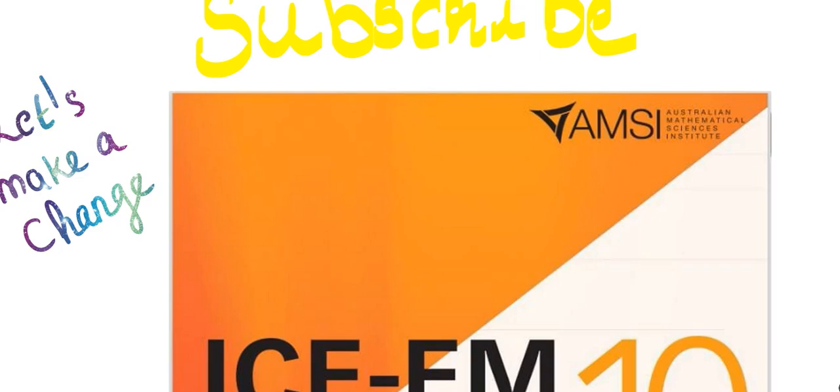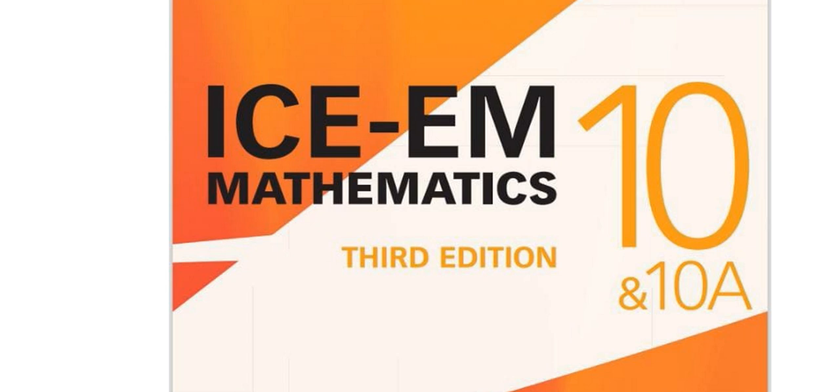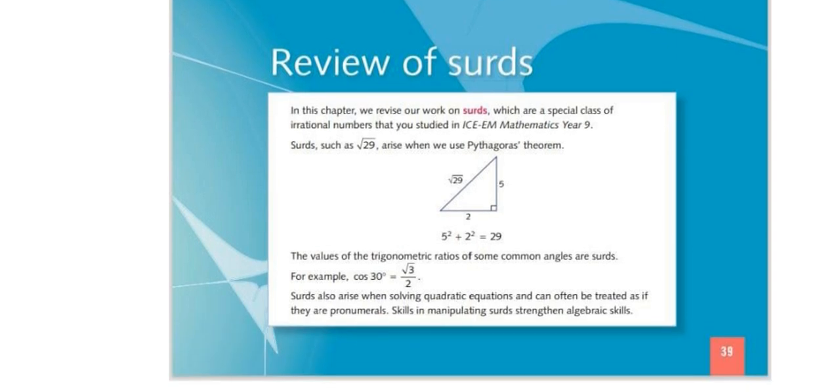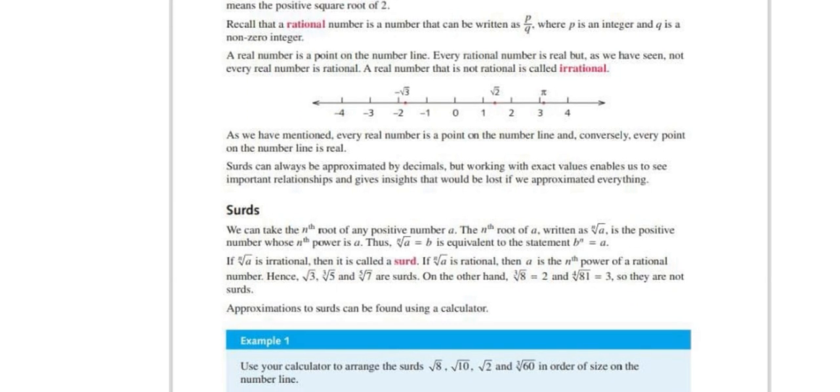Hi all. Today we will discuss the Australian syllabus, Chapter 2, ICEM Mathematics third edition. This is a chapter regarding irrational numbers, then surds. First we will study irrational numbers.